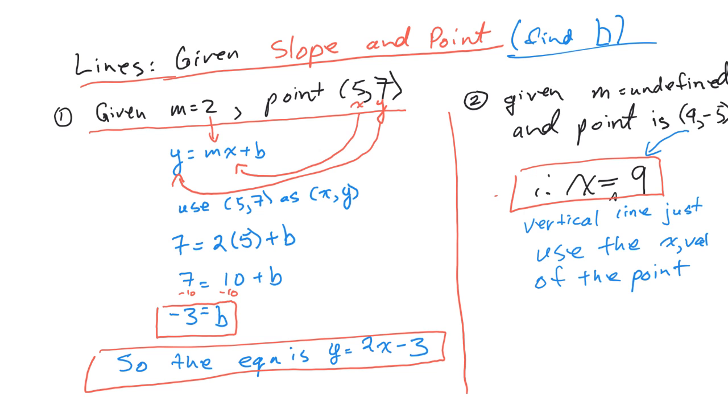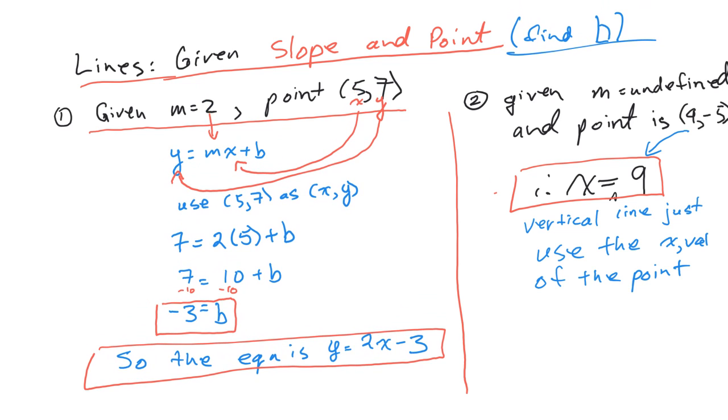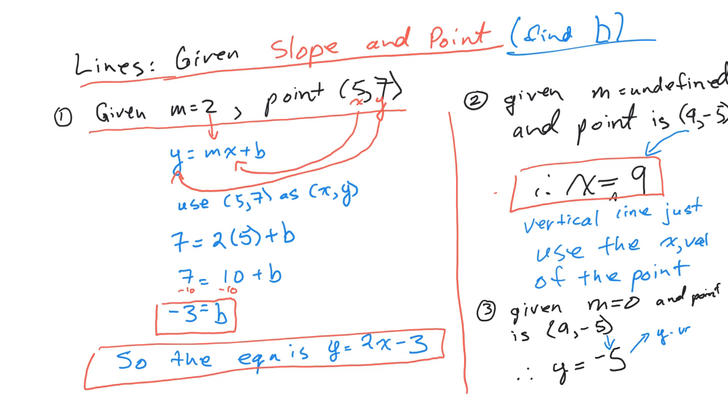Now, here's the last problem that we're going to take a look at. So imagine I tell you, given m is equal to 0, and the point is, say, 9, -5 again. Therefore, this is what your solution is. Therefore, y is equal to -5. So all we're using for our equation for the slope is the y value of the point that we use. That's it. And we're done.